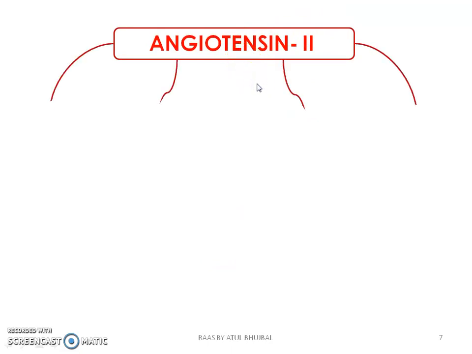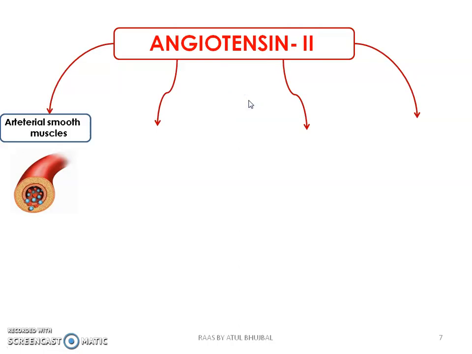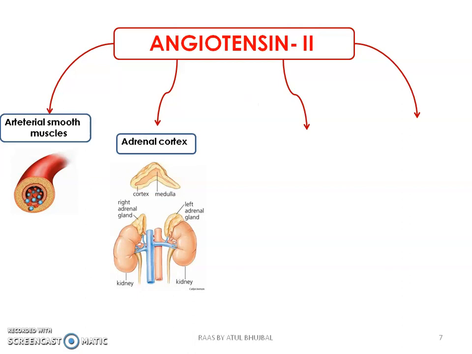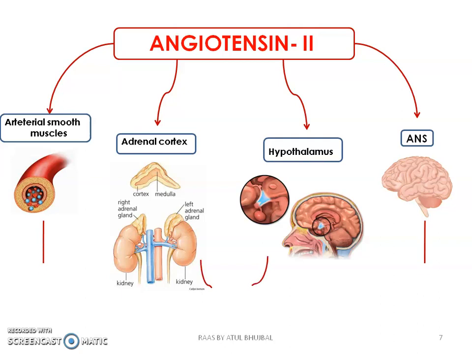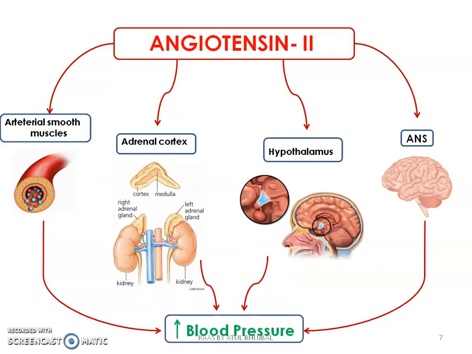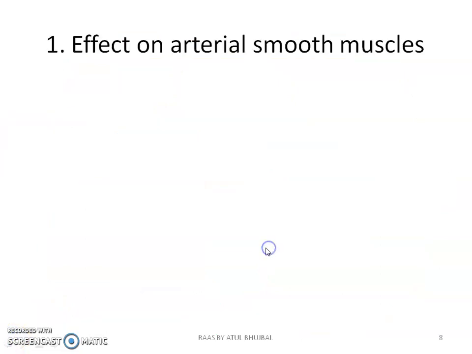So this angiotensin 2 acts in 4 different ways. First, it acts on arterial smooth muscles, it acts on the adrenal cortex, it acts on the hypothalamus, the part of the brain, and it acts on the autonomic nervous system, ANS. After acting on these 4 different parts, the result is increased blood pressure up to the normal. We see one by one how angiotensin 2 acts in these 4 different ways.